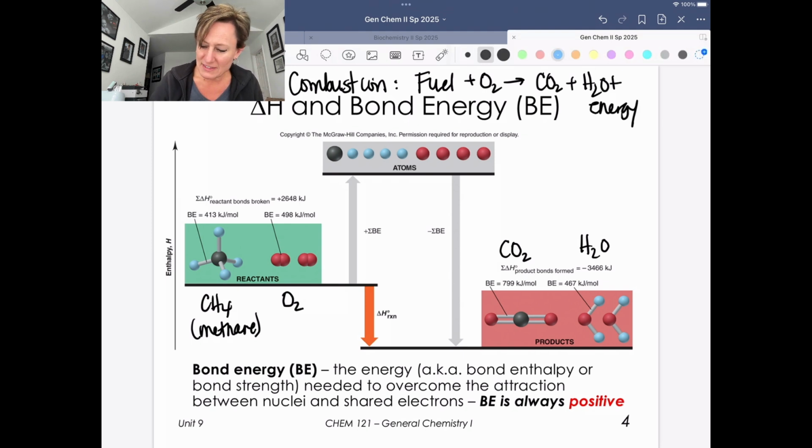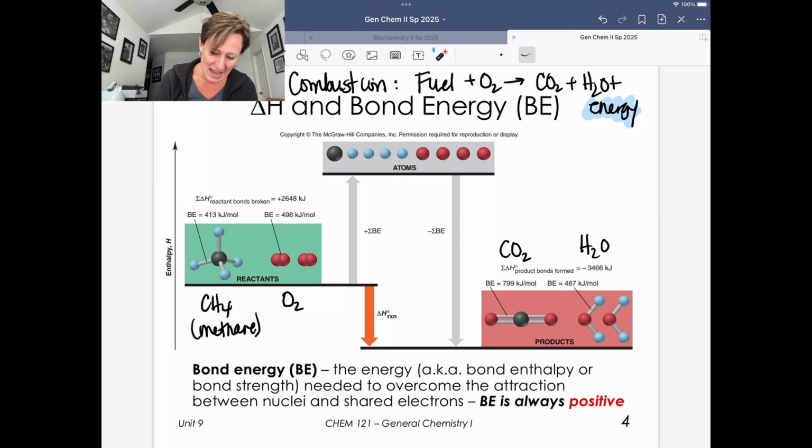Okay? This is the key of this process, right? This is going to be a downhill process. It's going to generate energy for us. Okay, so I want you to know what a combustion reaction is. This happens to be a combustion reaction with the fuel methane, which is what you find in your furnace.